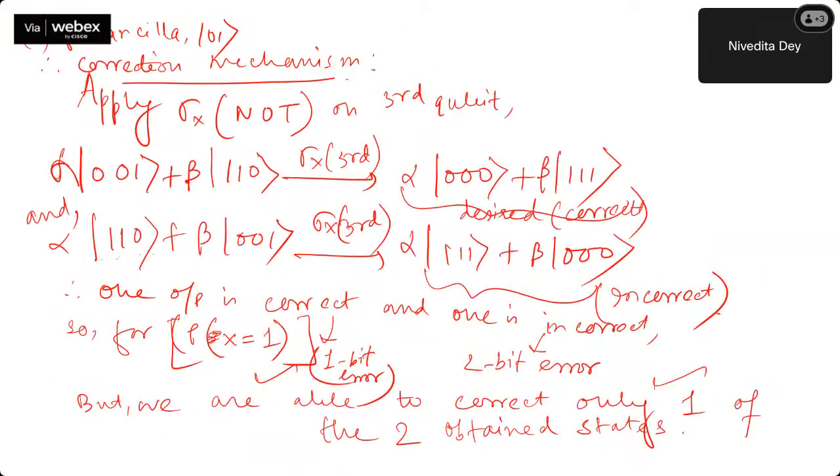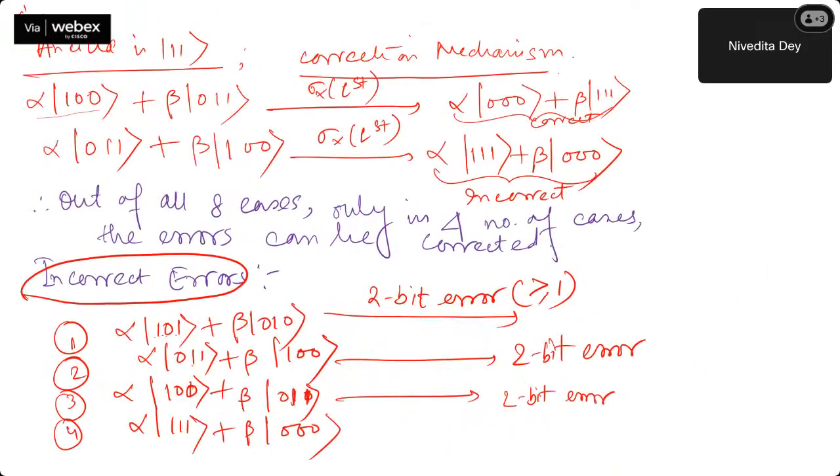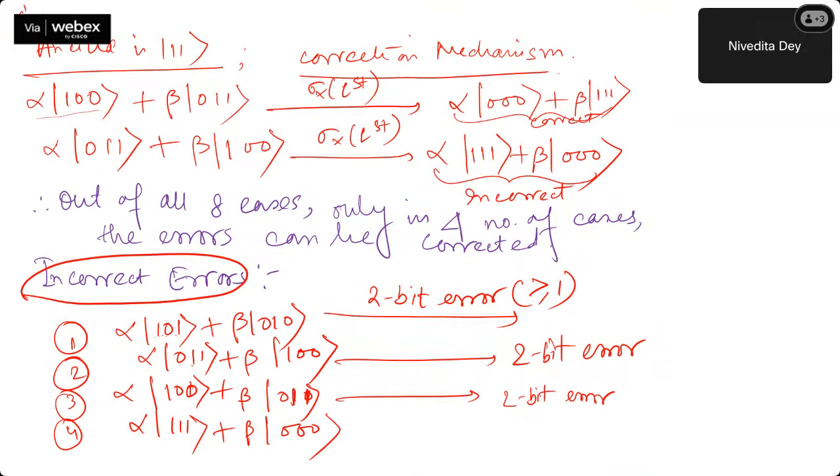But for the incorrect values, let me again just see: alpha 111 and beta 000, I have written. Then it is 110 and 001. So yes. Here also it's an error and here also it's an error. So it's not 2-bit, it's 3-bit. So it is greater than or equal to 1.